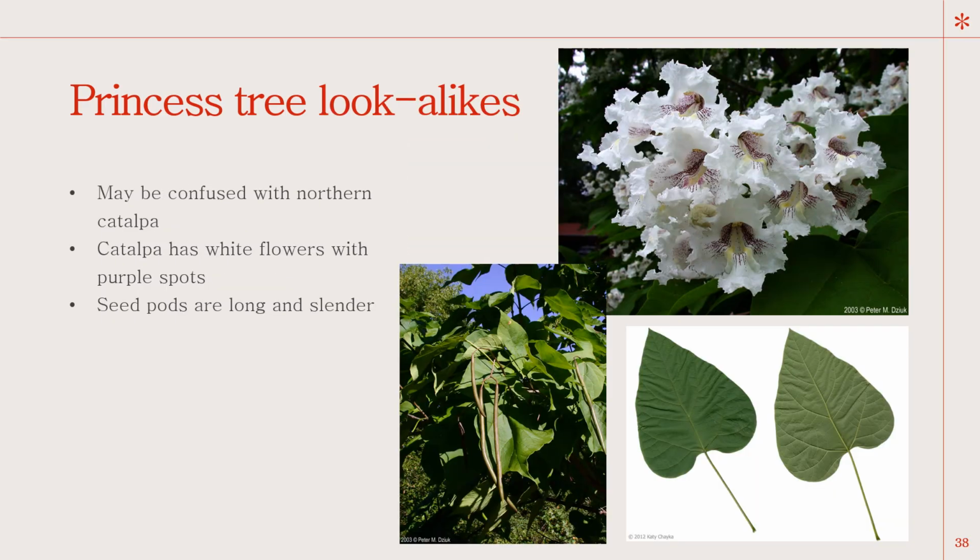It may be confused with our northern catalpa tree, which is here in Door County. It also has really large leaves. The catalpa trees are going to be more heart-shaped, but they have very similar flowers. Catalpa will have white flowers with purple spots inside of it, but they're also tubular in shape. But the seed pods are really going to be the differing factor. Catalpa tree will have seed pods that are long and slender, almost like a green bean, versus little bead-like capsules.